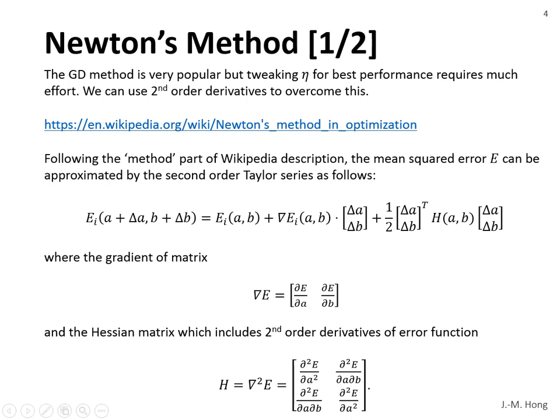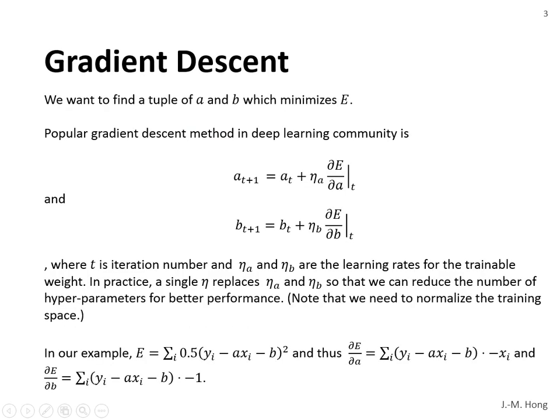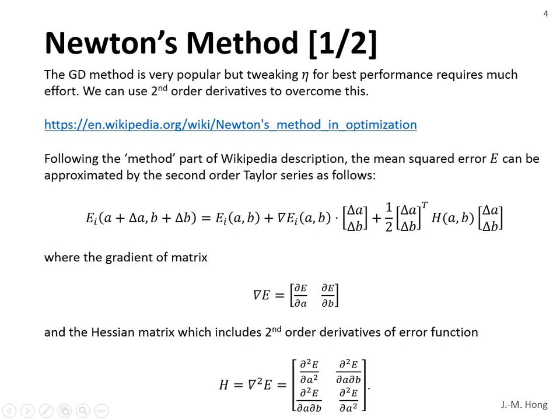The gradient descent method is very popular, but there is the issue of tweaking eta, the learning rate coefficient. We need to try several times to find a good learning rate for the best performance. It requires human work instead of computer work. So in some cases, we can use second-order derivatives to overcome this problem.